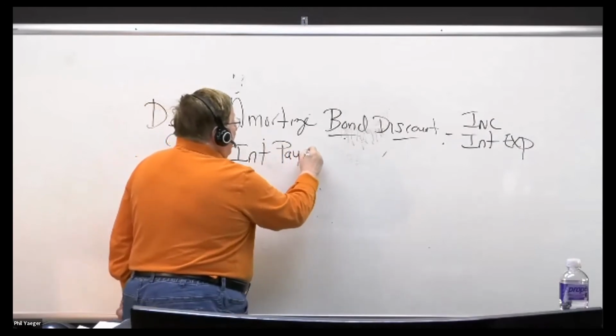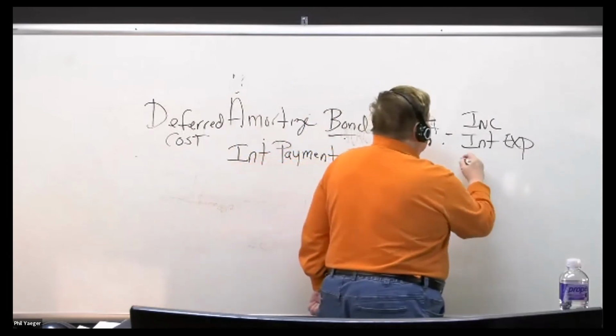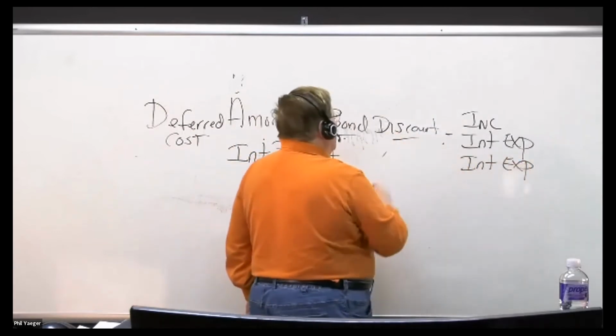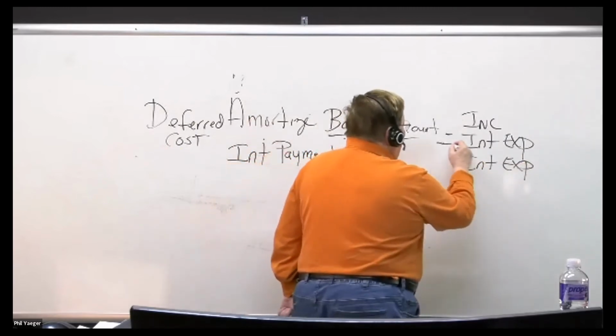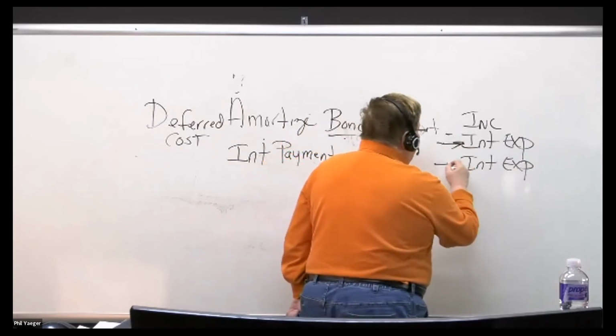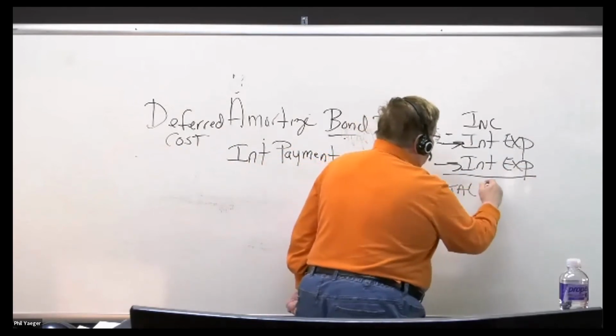And the interest payment is additional interest expense, isn't it? Yes. So if you think about this, when you amortize a discount, your total interest expense will be the amortization of the bond discount plus the actual interest payment. These two are your total interest expense.